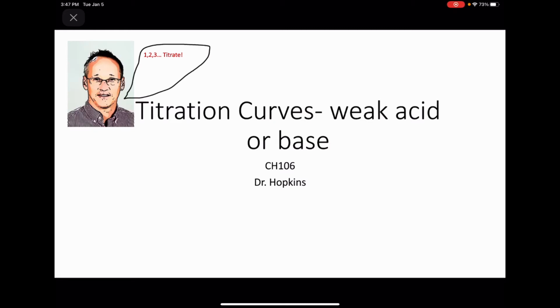Hello everyone, this is Dr. Hopkins with our next video, and we're going to continue our discussion of titration curves. But this time, we're not going to just have strong acid, strong base, we're going to add a weak acid. But the same would apply for a weak base.